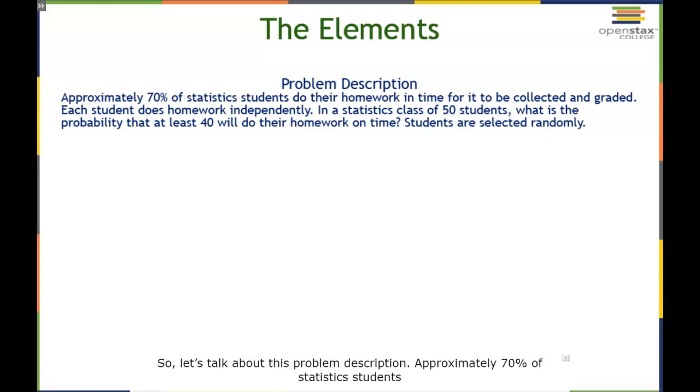So let's talk about this problem description. Approximately 70% of statistics students do their homework in time for it to be collected and graded. Each student does homework independently. In a statistics class of 50 students, what is the probability at least 40 will do their homework on time? Students are randomly selected. First, we need to figure out, is this a binomial problem?